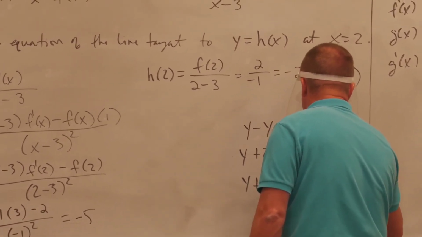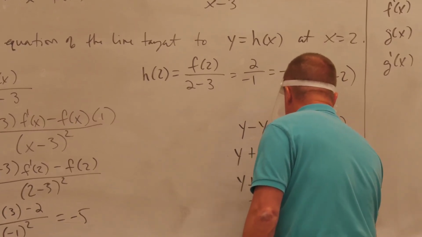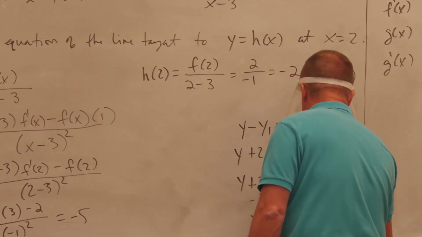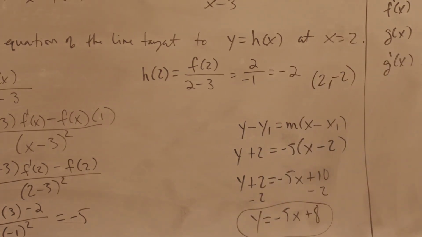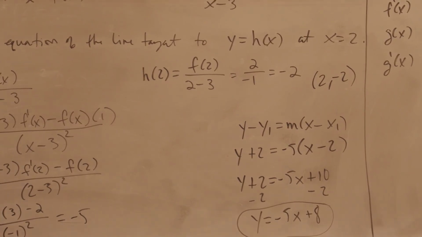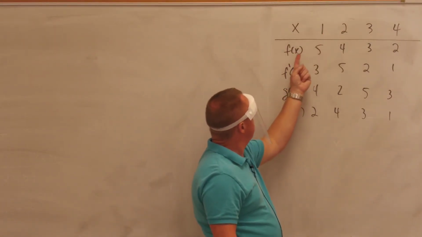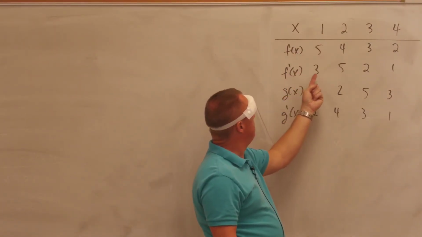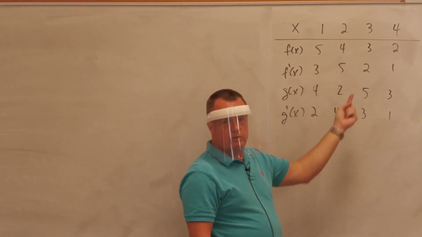Negative 5x plus 10, subtract 2, y equals negative 5x plus 8. That would be the slope, that would be the line tangent at the point 2. All right, any questions about that? And all this is just when x is 1, f of x is 5, f prime of x is 3, g of x is 4, g prime of x is 2, so on and so forth, okay?